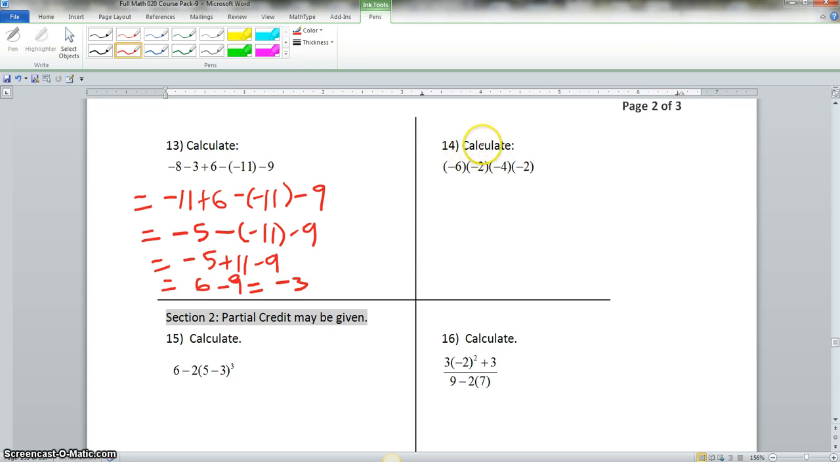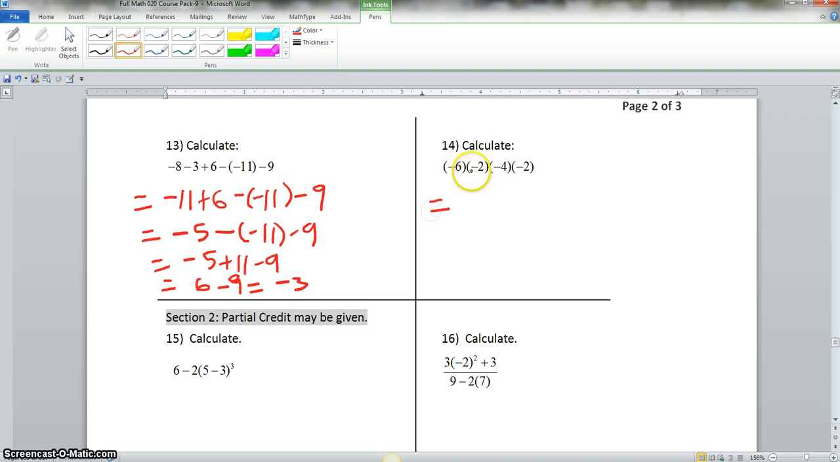Now we come to 14. It says calculate. Now this is all multiplication, so we count how many negative signs we have. We have 4 negative signs. So negative times a negative is a positive, times a negative is a negative, times a negative is a positive. So remember, when we have an even amount of negatives, our answer is positive.